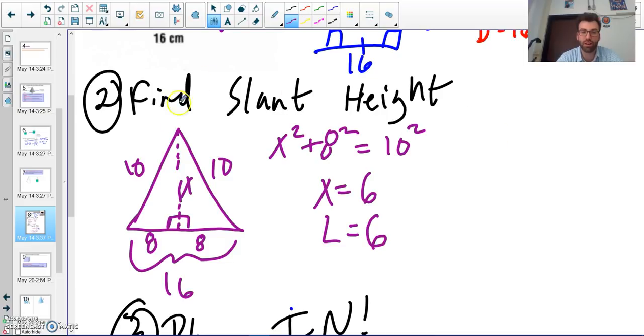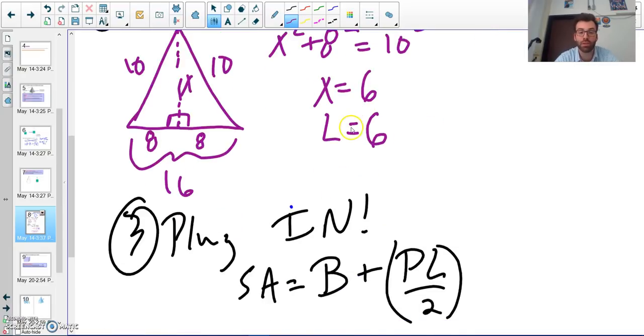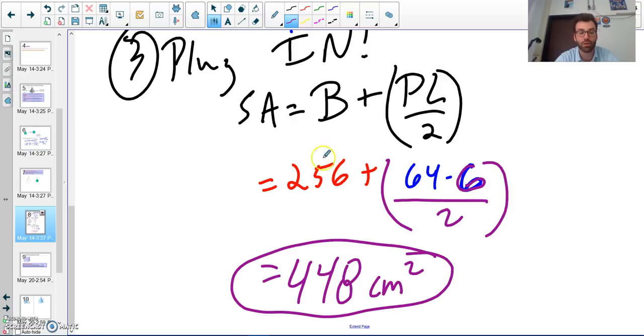Next thing you want to do is find your slant height. So redraw one of the lateral faces with the information that you have. Maybe you're given the slant height. Sometimes a problem will give you the slant height, and then you can skip step 2 entirely. Lastly, plug it in. Throw what you know.